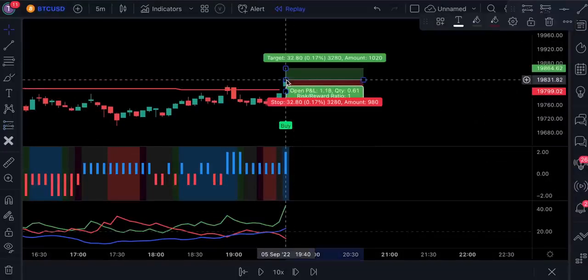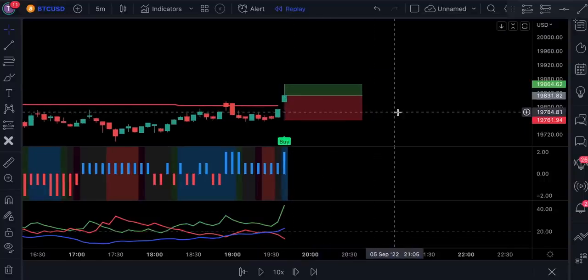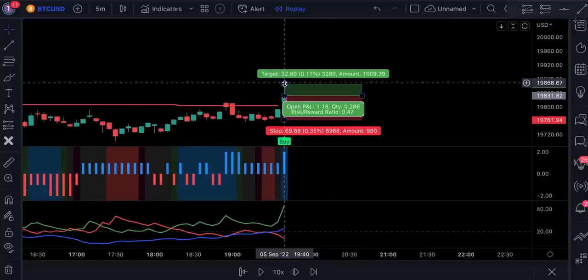So we will place a buy order at the close of our trigger candlestick. Our stop loss will be set at the recent lowest price. And we're going to be targeting 1.5 times the risk.